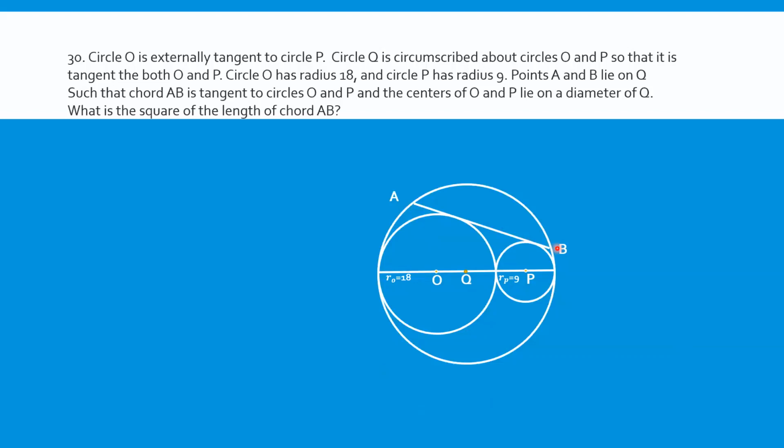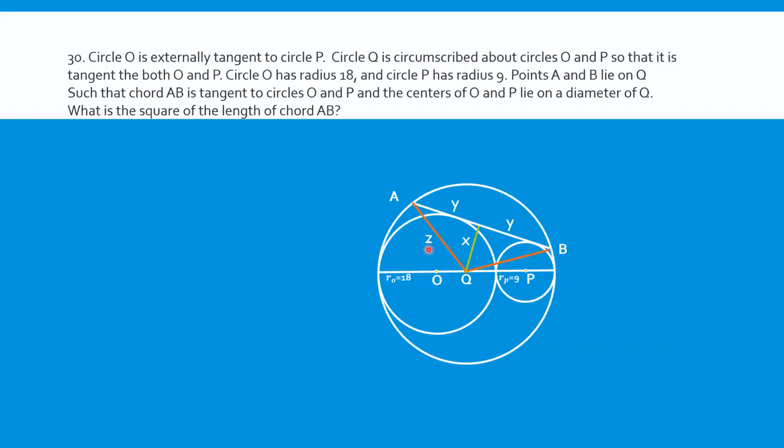So how can we create a right triangle that somehow involves AB? The easiest way is like this. These will be the two radii of circle Q. And if you link Q to the middle of chord AB, this line is perpendicular to chord AB, creating two identical right angles here. And with the Pythagorean theorem, we know that y squared equals z squared minus x squared.